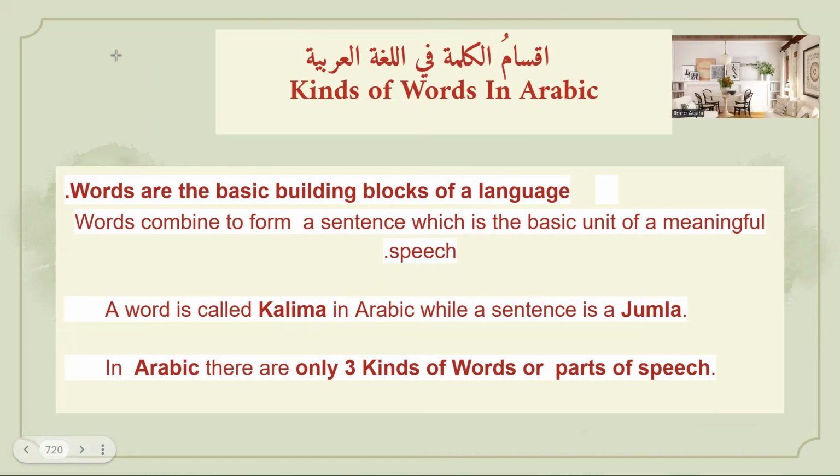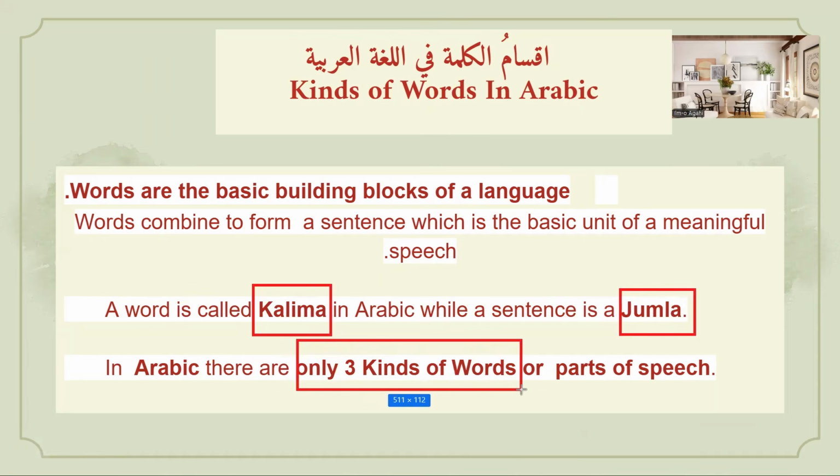Let me highlight important things. In Arabic, a word is called kalima, and the sentence is called jumla. And there are only 3 kinds of words in Arabic. In English grammar, you might have heard that there are parts of speech. So the types of words in English are called parts of speech. Like that, in Arabic, there are only 3 types of words. So far, so good? Okay.